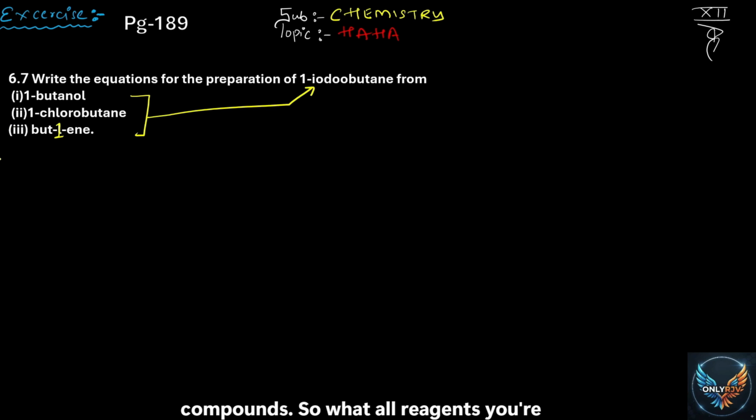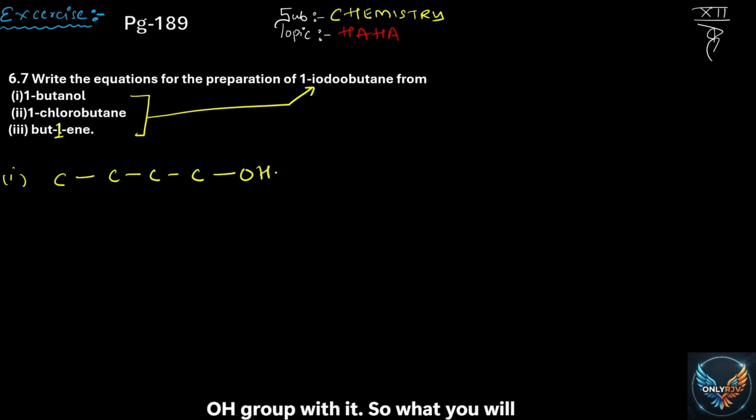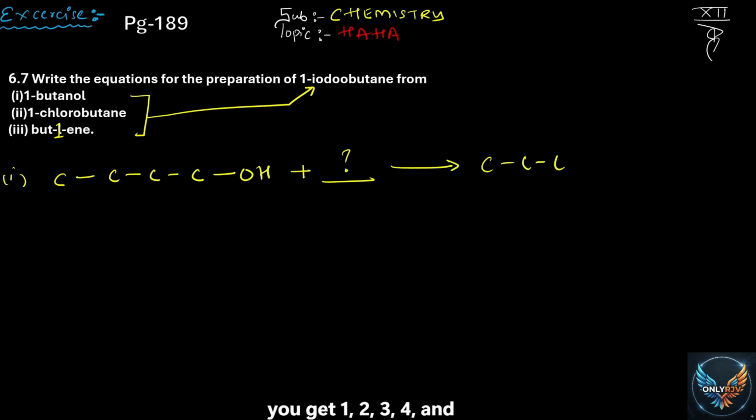So what all reagents are you going to use? This is the question. So let's start with the first one. 1-butanol, that means you have to write 4 carbons, 1, 2, 3, 4 and an OH group with it. So what will you react, this is the actual question, so that you get 1, 2, 3, 4 and iodine. Hydrogen I am not writing.